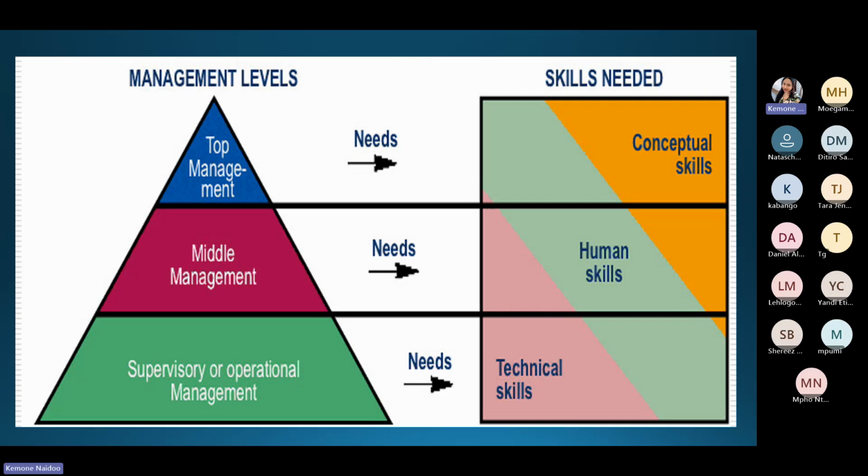So this is a summary of all the different levels of management and where it is needed. So if you look at the three different levels, it will tell you which skill is needed within each, but you can also see that these skills are needed in all levels. It's just some levels will require more of one skill than the other. For example, top management has more conceptual skills because they're dealing with large volumes of information that they have to interpret.